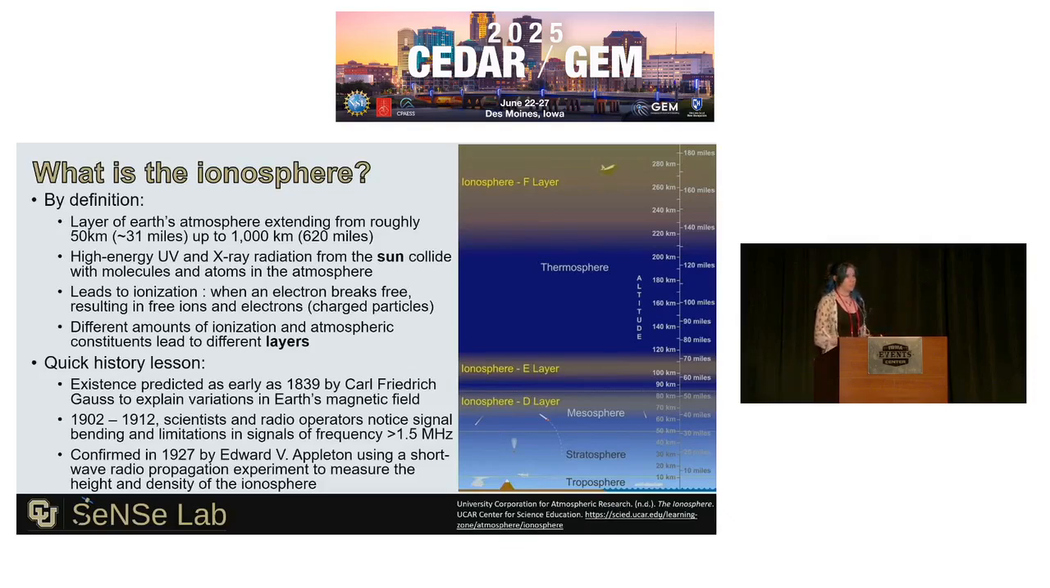So just as a quick little history lesson of how this came to be, it was first theorized that the ionosphere existed as early as 1839 by our guy Gauss. And in 1902 to 1912, people were noticing some weird propagation issues and limitations with their radio. And finally, in 1924 and 27, Appleton finally sort of proved the existence of the ionosphere, particularly the E region, I believe, was defined first, and did that doing a radio propagation experiment.